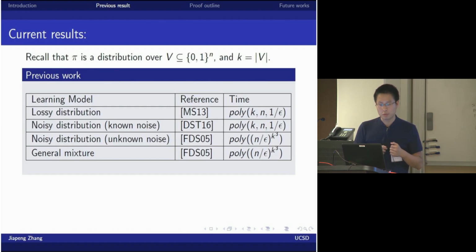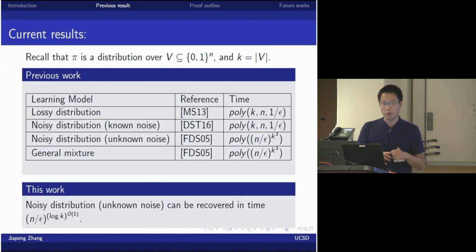But for noisy distributions with unknown noise, and even for the more general problem of learning mixtures of binomial distributions, the best known result is still poly(n/epsilon) to the power k cubed, so it depends exponentially on k. In our work, we showed that noisy distributions with unknown noise can be recovered in quasi-polynomial time, with dependence n over epsilon to the log k to the 1.